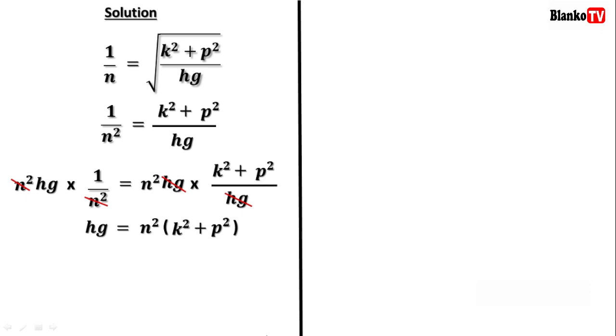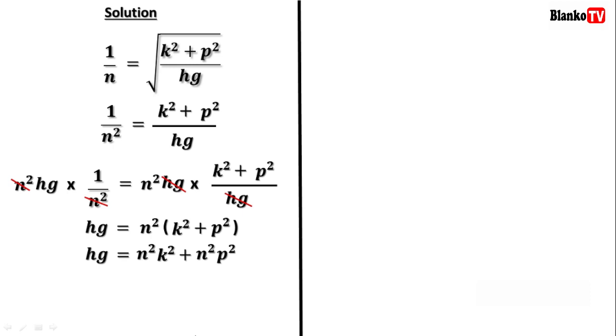So what we do next is we remove the brackets at the right hand side. So we have hg equals n square multiplies k square to give us n square k square plus n square multiplies p square to give us n square p square. I hope you are following it. Okay, so what we do is we group like terms. So we group the k term to one side.